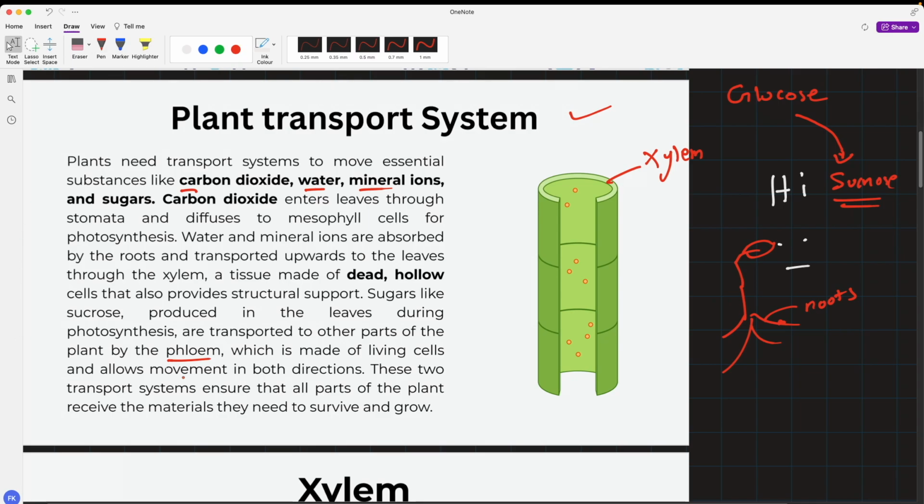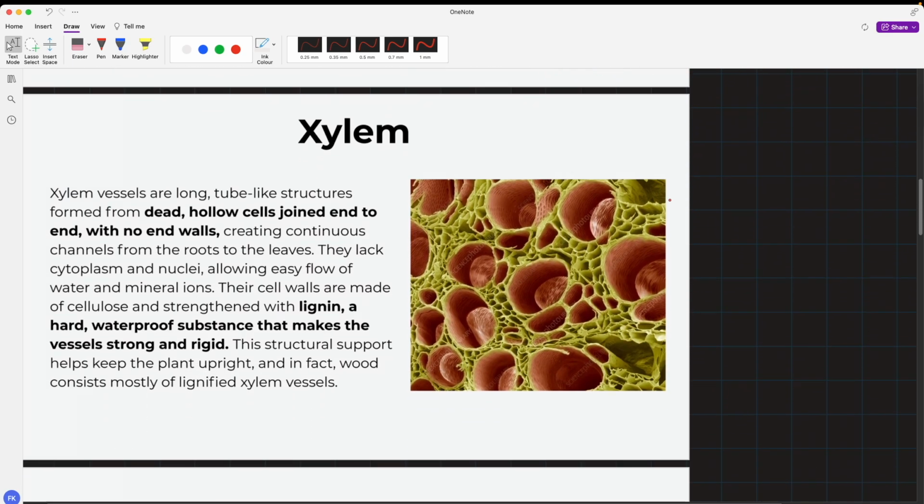These two transport systems ensure that all parts of the plant receive the materials they need to survive and grow. Without sucrose, the plant cannot utilize it for cell division and cell repair, and without xylem, the plant cannot transport water and other minerals. If the plant cannot transport these substances, no photosynthesis will occur, right? Now let's move on to an extensive diagram of xylem.